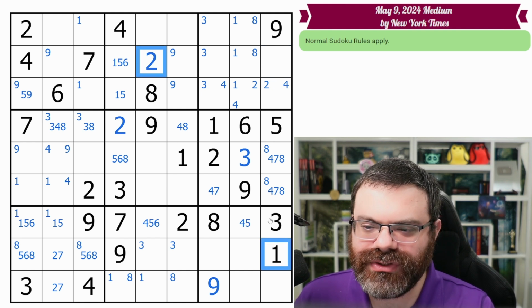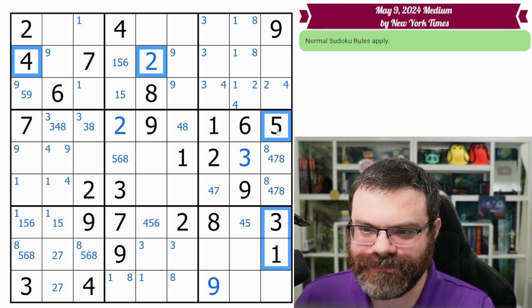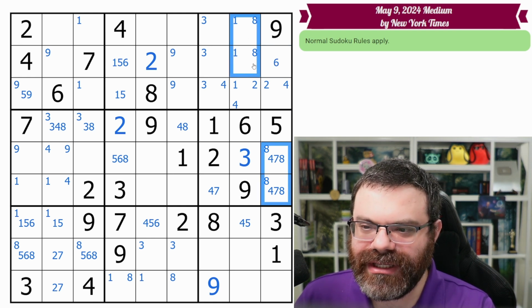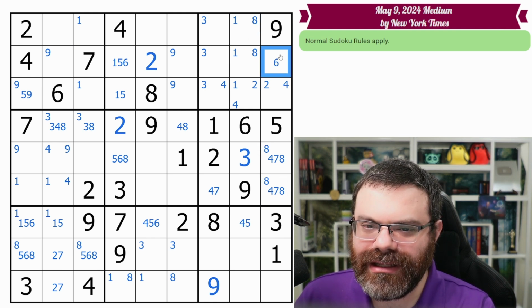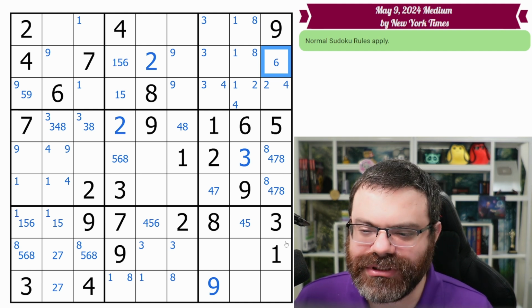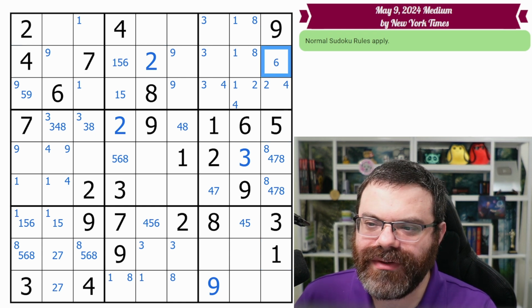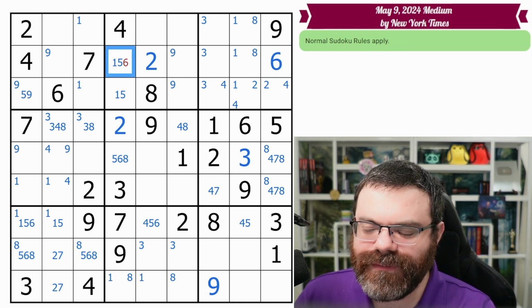It's not 1, 2, 3, 4, 5. It could be 6. It's not 7. It's not 8 because of these pointing 8s or claiming 8s here. And it's not 9. Oh, so is it a naked single 6? Let's double check. 1, 2, 3, 4, 5, 7. It's not 8, 9. Okay, so it is a naked single 6. So that's why we look for it. And that removes 6 from this cell.